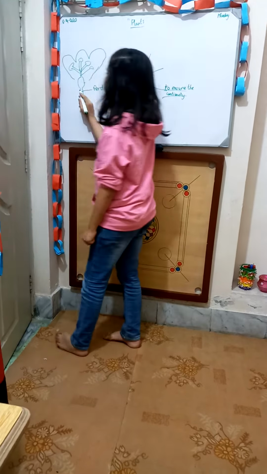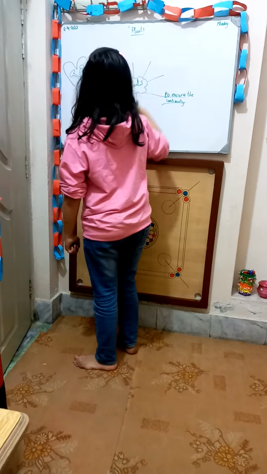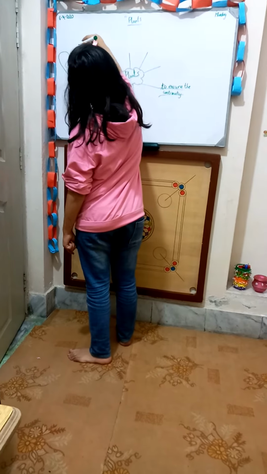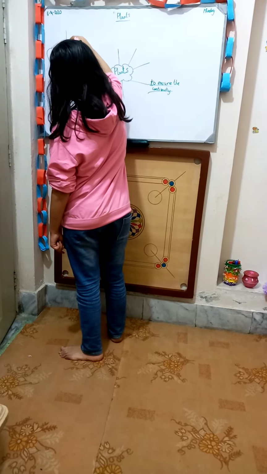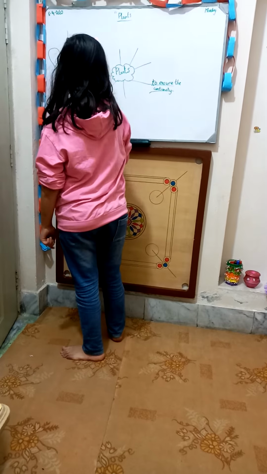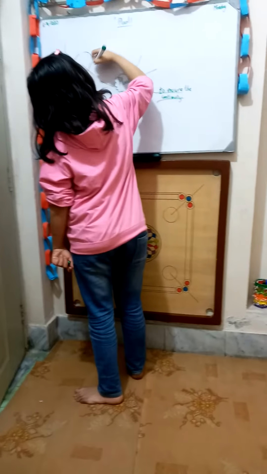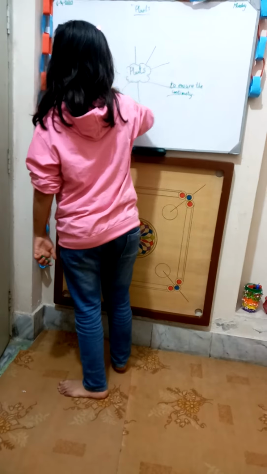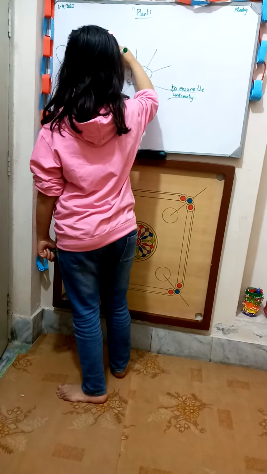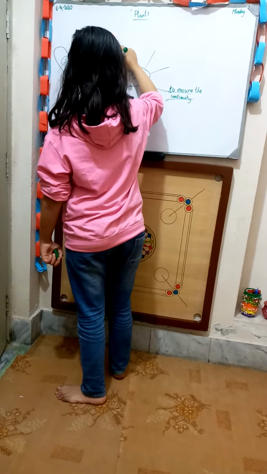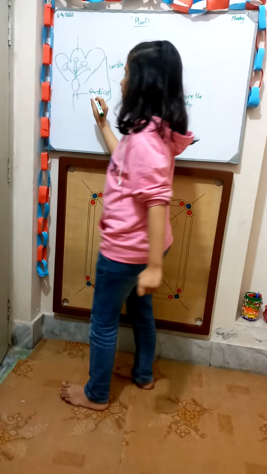This part is called pedicel. Now this part you can say is like half and half. This is the half. All of them which I'm going to write will be known as corolla.